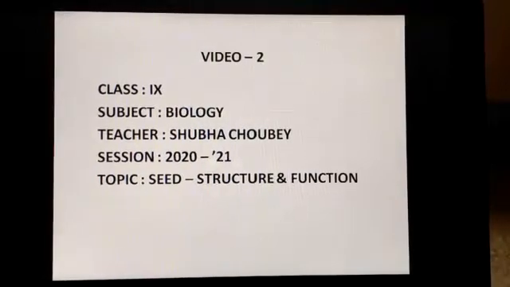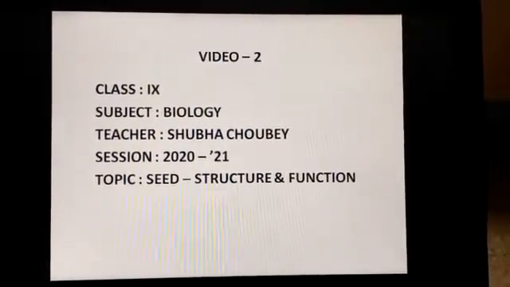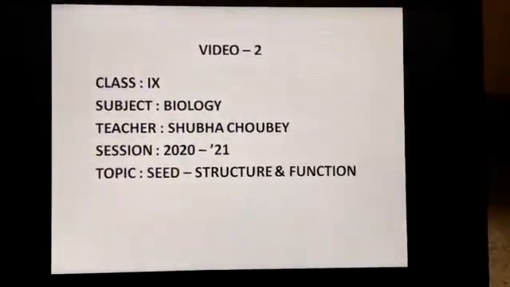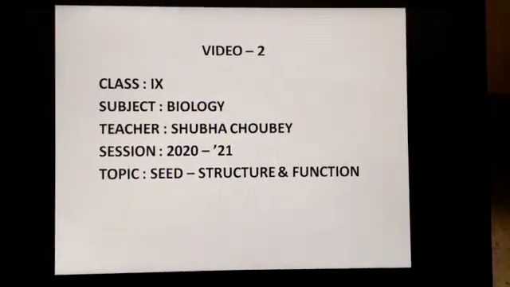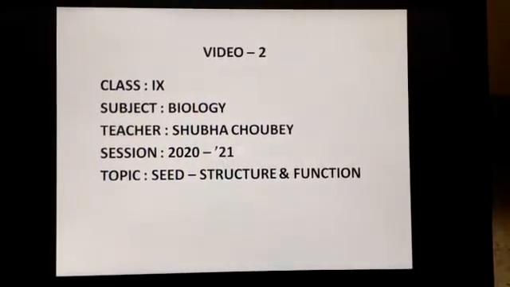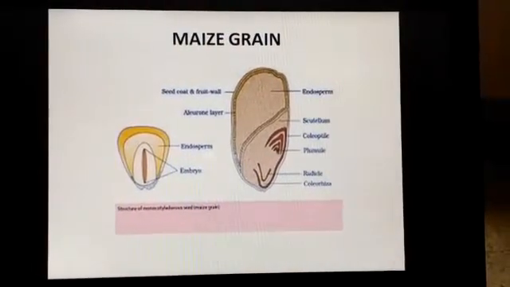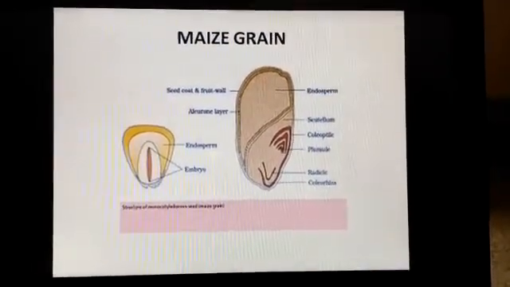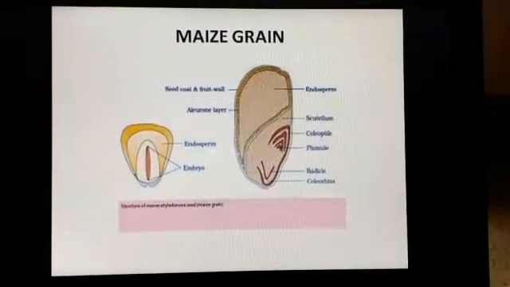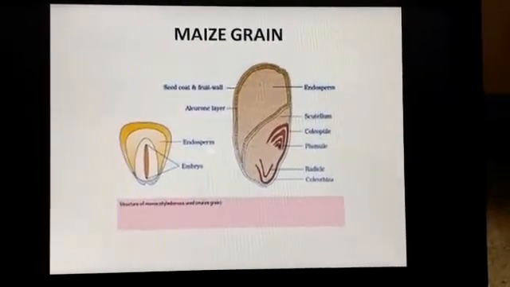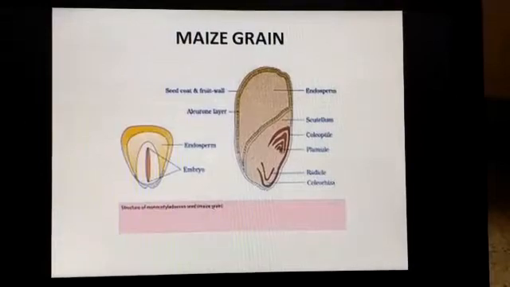This is the second video of the chapter Seed, Structure and its Function. In the previous video, you had studied the basic structure of a dicot seed. Let's move on to the structure of maize grain. Maize grain consists of one cotyledon. Therefore, it is a monocot seed.